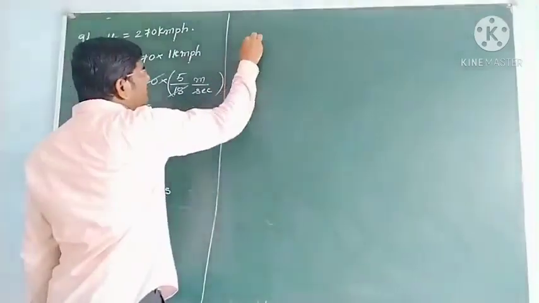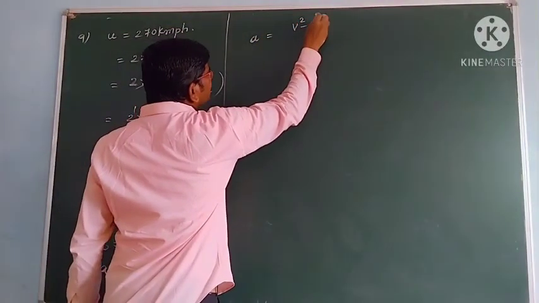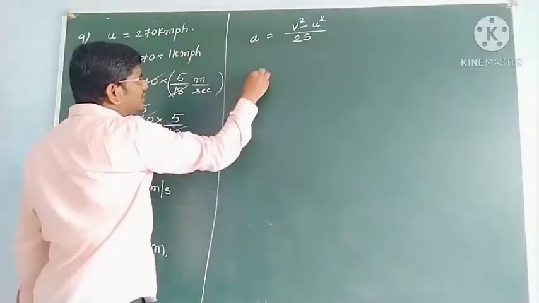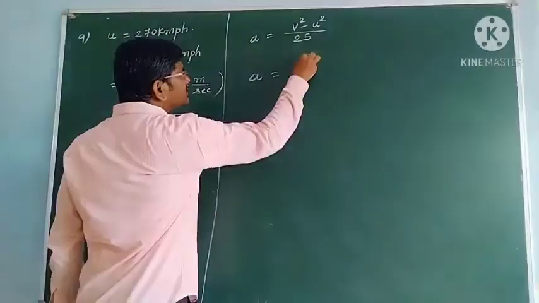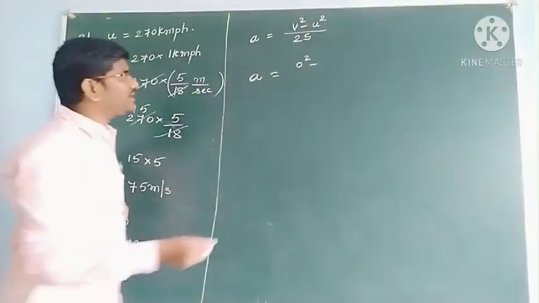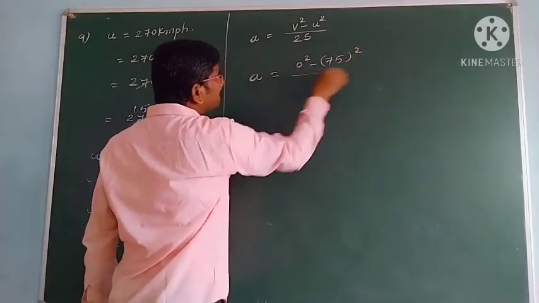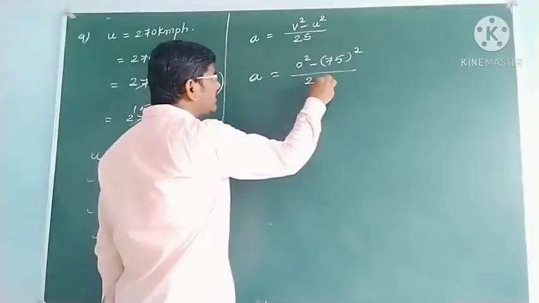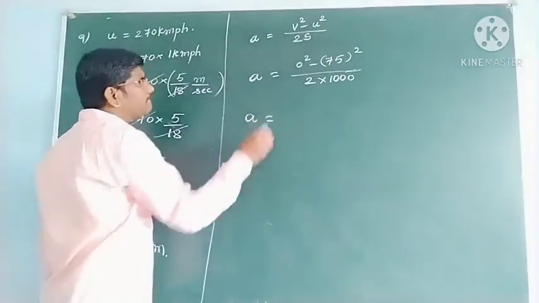Then A is what? V square minus u square by 2 into S. Then A is equal to V square value 0 square, since the aeroplane comes to rest, and it started with an initial velocity of 75 meters per second, so 75 whole square by 2 into S. The distance it covered is 1000 meters. So we want A. Okay, students.